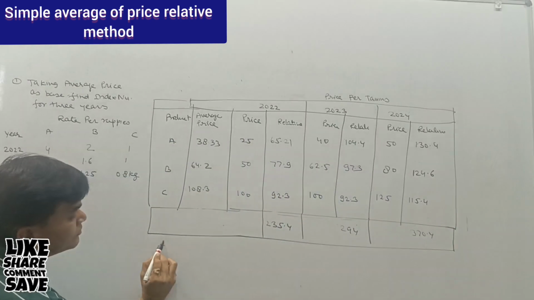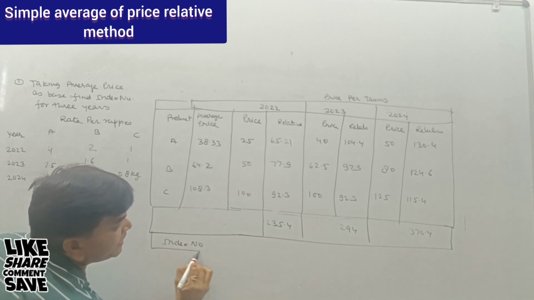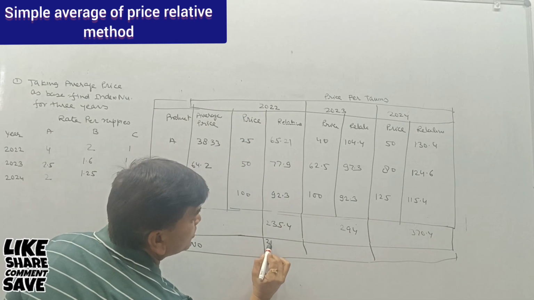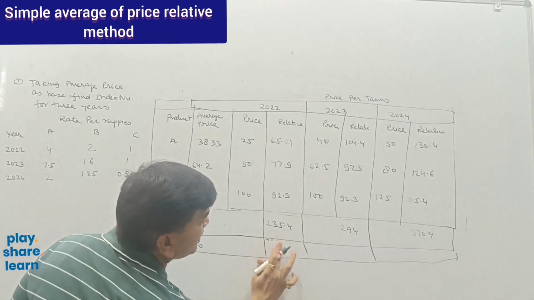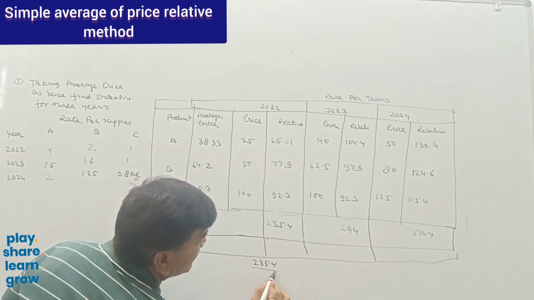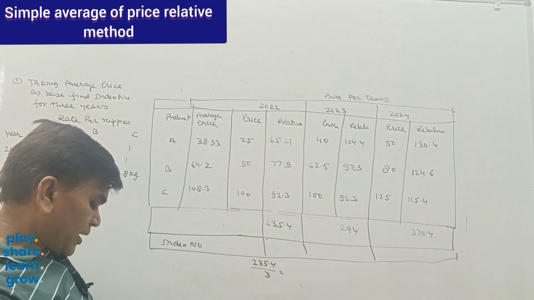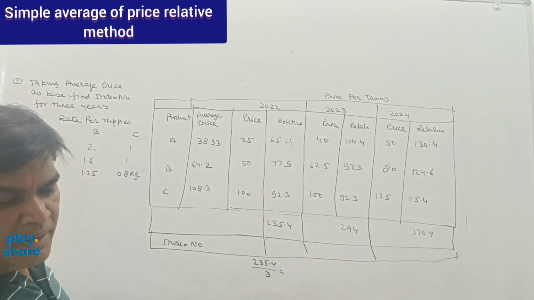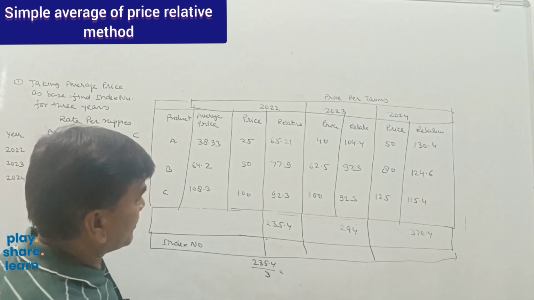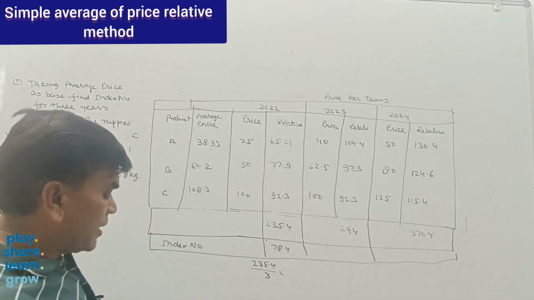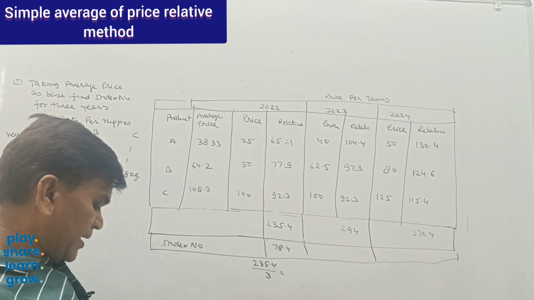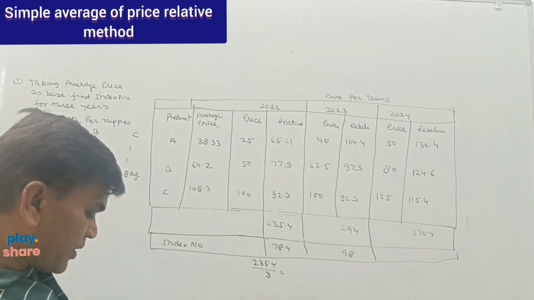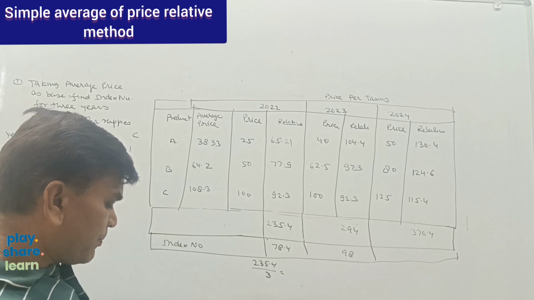For index number, we will divide these by 3. So 235.4 divided by 3, the first index is 78.4. Second, 294 divided by 3, that is 98. And 370.4 divided by 3, that is 123.5.